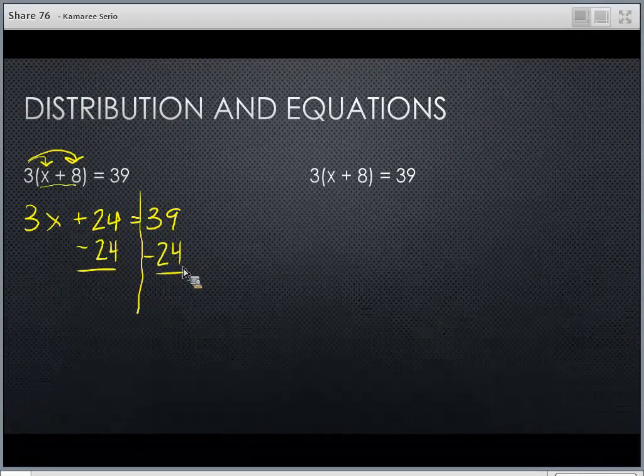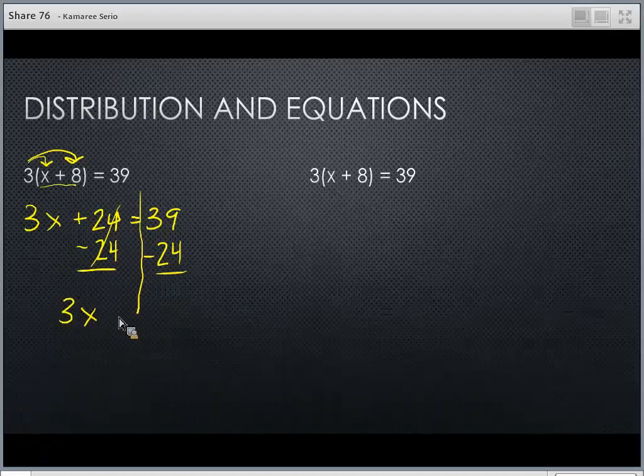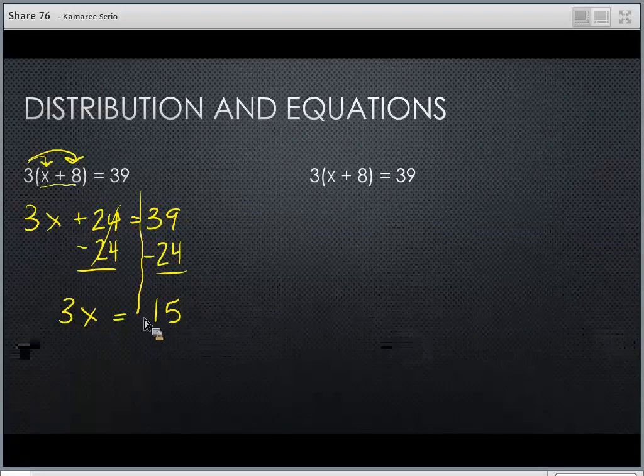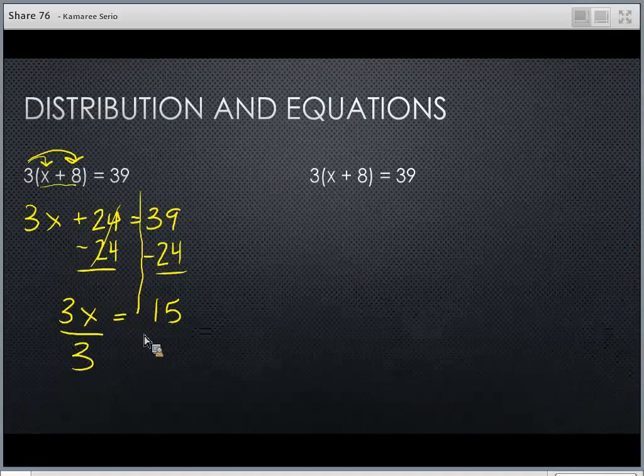So if I want to get rid of this plus 24, the opposite of plus 24 is subtracting 24. So I'm going to subtract 24 from both sides. This 3x is still here, and that is equal to 15. So 3 times x equals 15. The opposite of 3 times x is dividing by 3. So I get x is equal to 5.